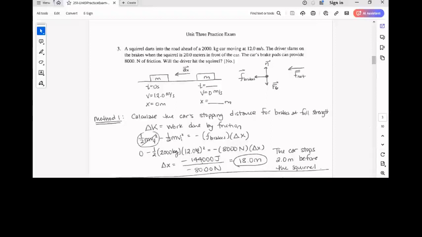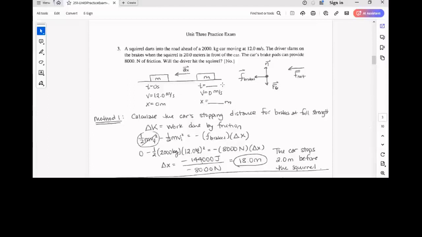So this is phrased as a yes-no question. However, there are 3 ways that we can solve for this to confirm that the driver does not hit the squirrel. And the first one just involves making a simple diagram that represents the car while it's slowing down. So at t equal to 0, I have my car of mass m that is moving at 12.0 meters per second, and it hasn't yet started to decelerate, so let's call that position x equal to 0.